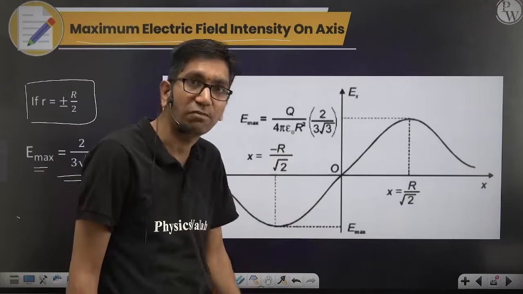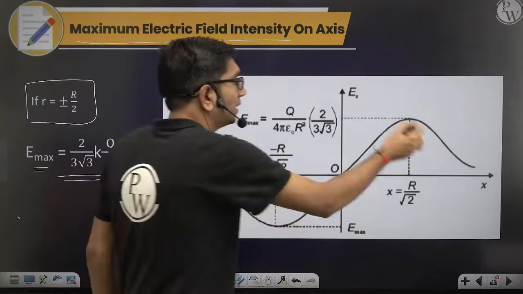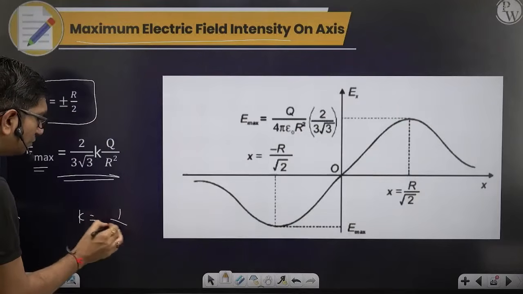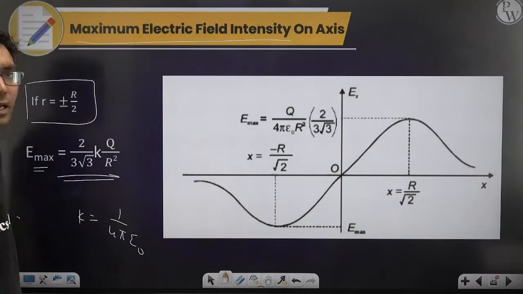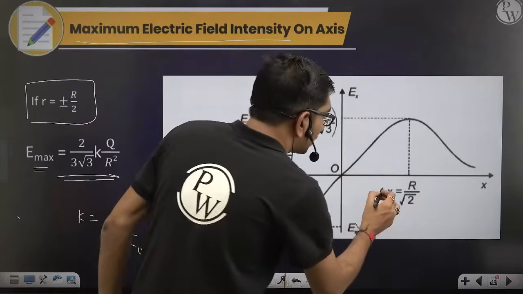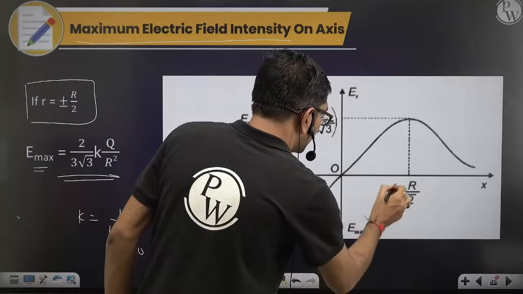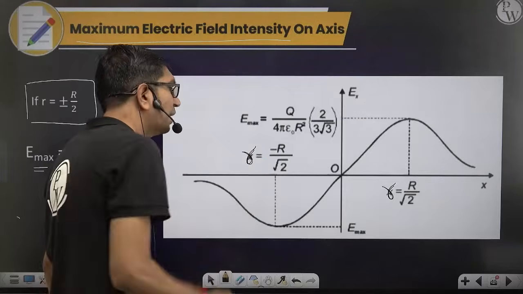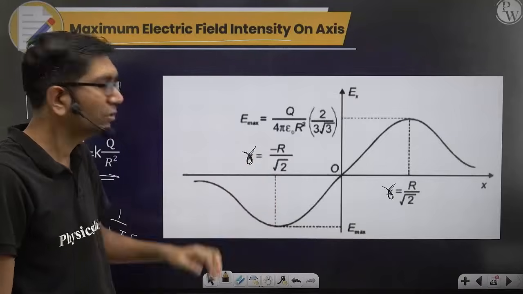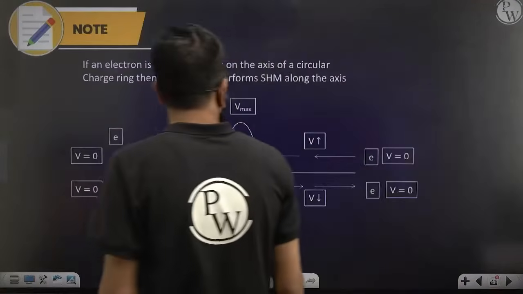So how do we get the graph for this one? Like this you will get. This is the maximum electric field intensity. As everyone knows, k is 1 by 4 pi epsilon naught. Here you have taken the x value. At small r equal to plus r by root 2 we get a maximum, and at minus r by root 2 we get a maximum electric field. Okay, right, beta? Remember this graph.